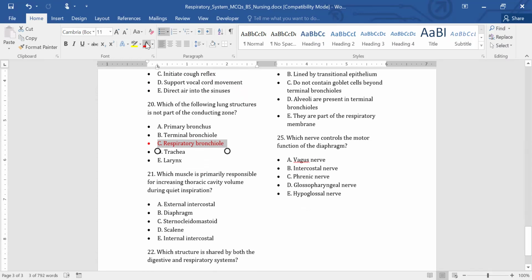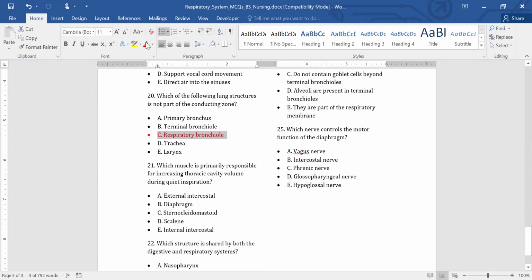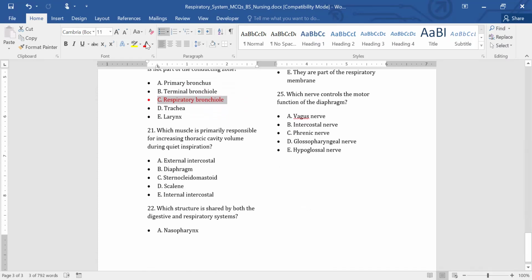Which muscle is primarily responsible for increasing thoracic cavity volume during quiet inspiration? This is the diaphragm. The diaphragm is the main muscle of inspiration.